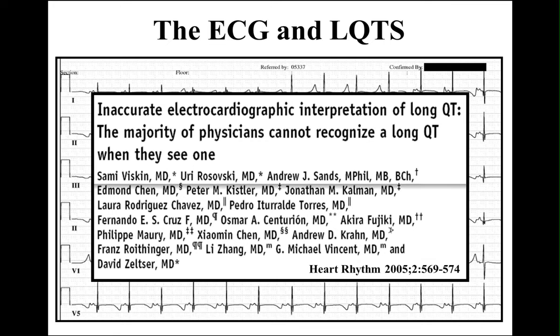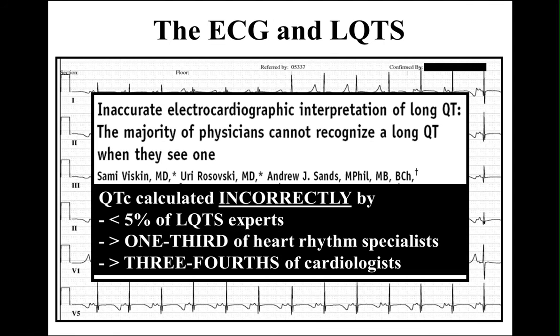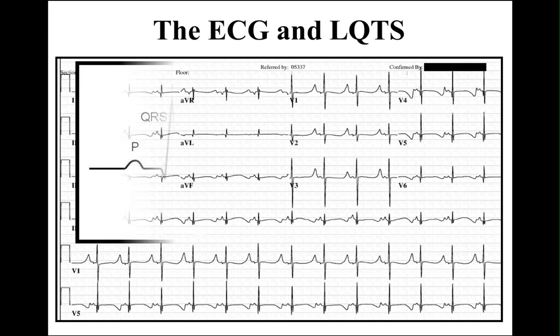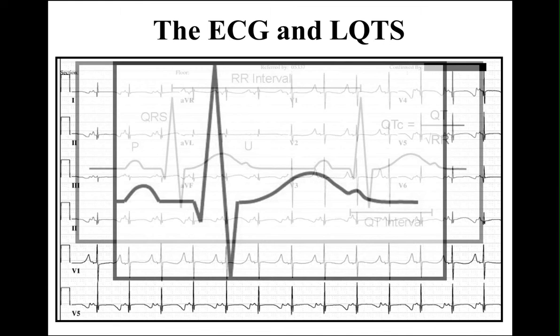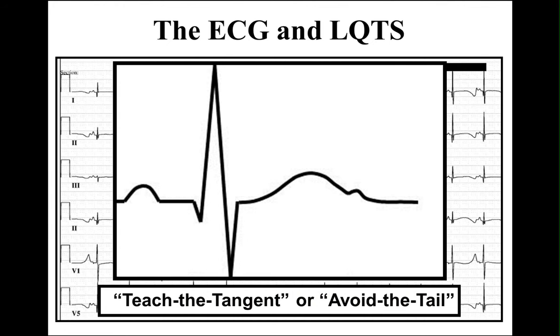My good friend Sammy Viskin a decade ago said, how do we do? Oop, not so well. And I'm going to give you a few nuggets to make us better than the majority of cardiologists who get it wrong. We have to return back to the basics and size up the ECG to see if our QT agrees with the computer's. And to do that, we need to do the so-called teach the tangent or the avoid the tail. And in doing so, construct your isoelectric segment, go down the downslope of the T wave and intersect the end of the T wave there, and refuse the urge to take it way out there, including this U wave, which is going to cause a significant overdiagnosis of long QT syndrome.